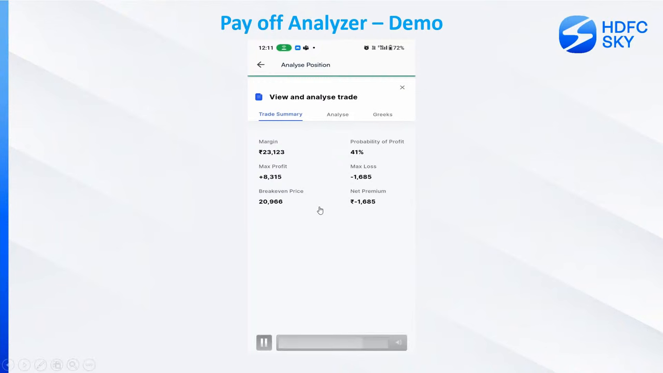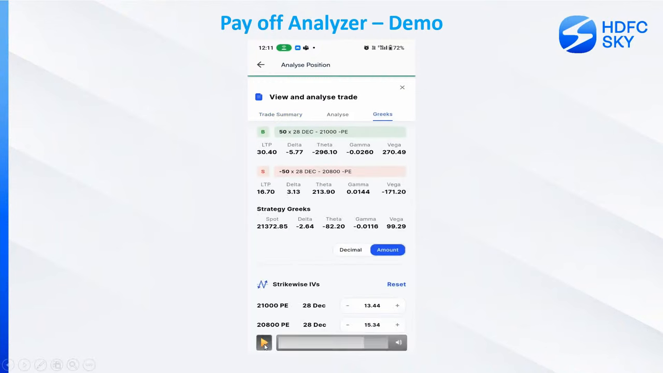And also we have the Greeks. So this Greeks will make you understand what the delta, gamma, theta, vega are for this strategy, because advanced FNO traders use this functionality for doing any kind of FNO strategy.